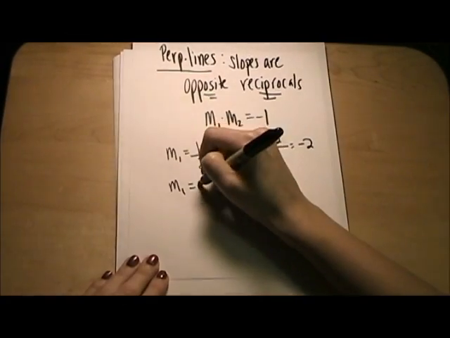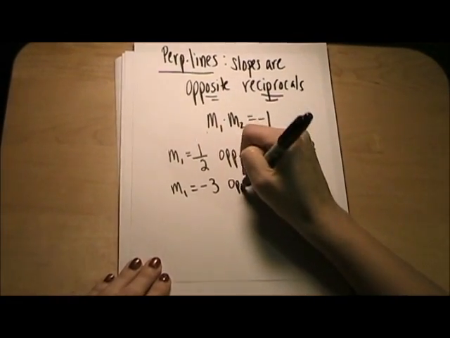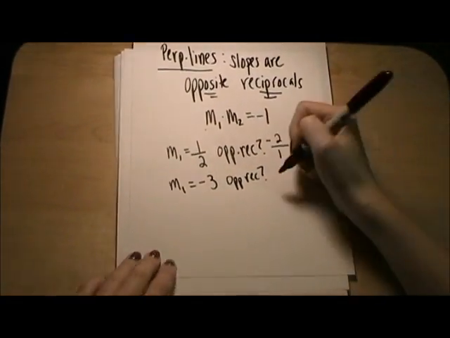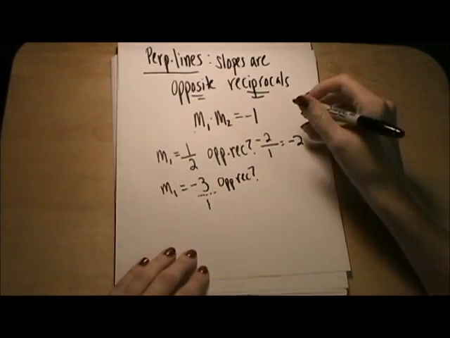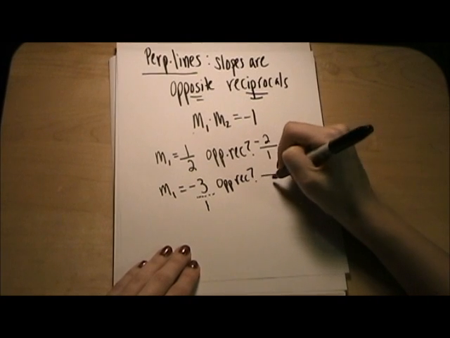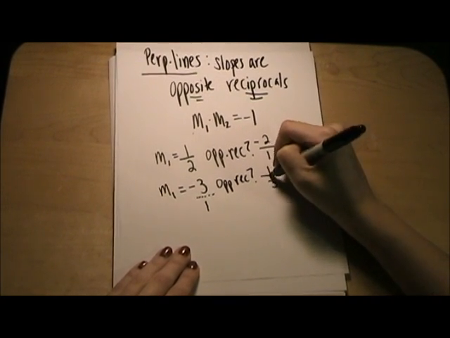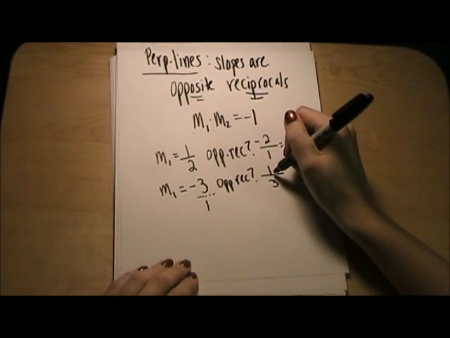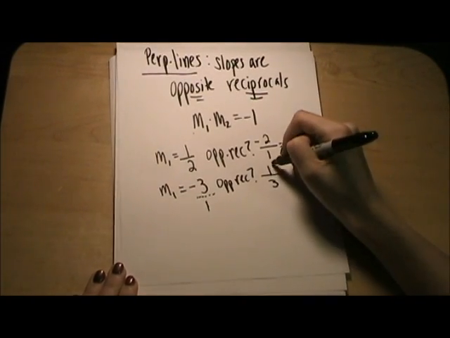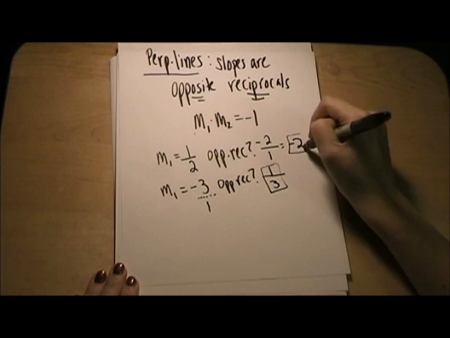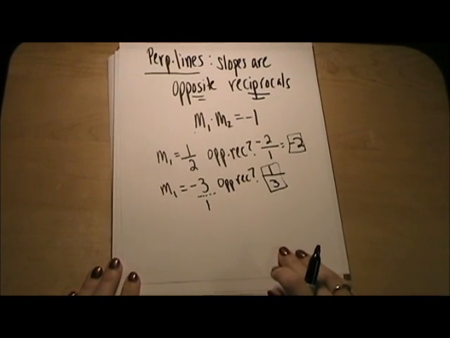Let's say we did -3, opposite reciprocal. This is the same thing as 3/1. So we would flip it. 3 becomes the denominator. 1 becomes the numerator. It was negative, so now it's positive. Opposite reciprocal.